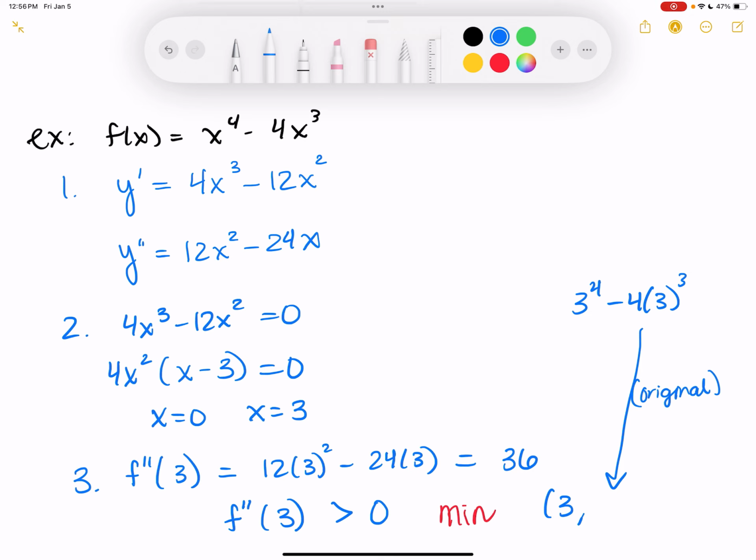Where are you getting that equation, 3 raised to the 4th minus? This is the original equation. So the original equation is what I'm plugging this value into, because I know that I have a min at 3, but I need to know what the actual point is. And that is what 5.1 is doing, finding those.